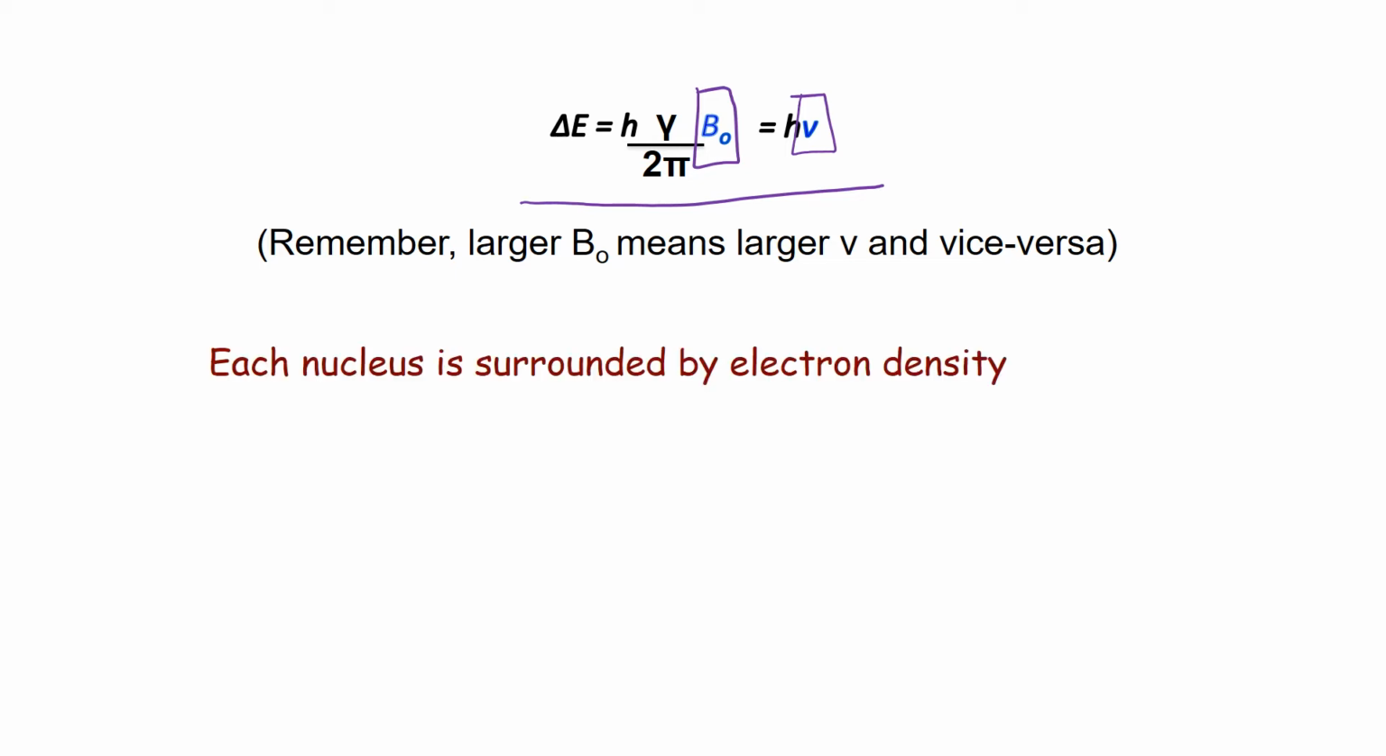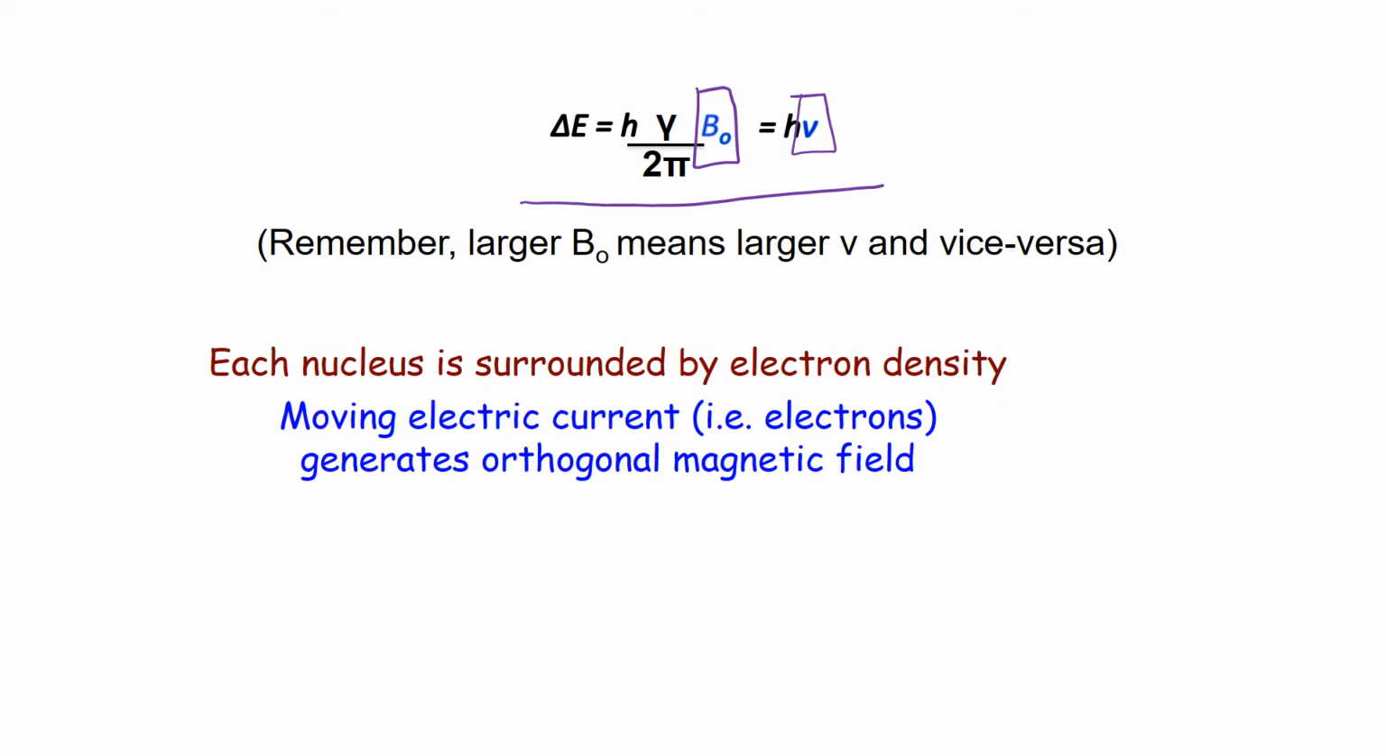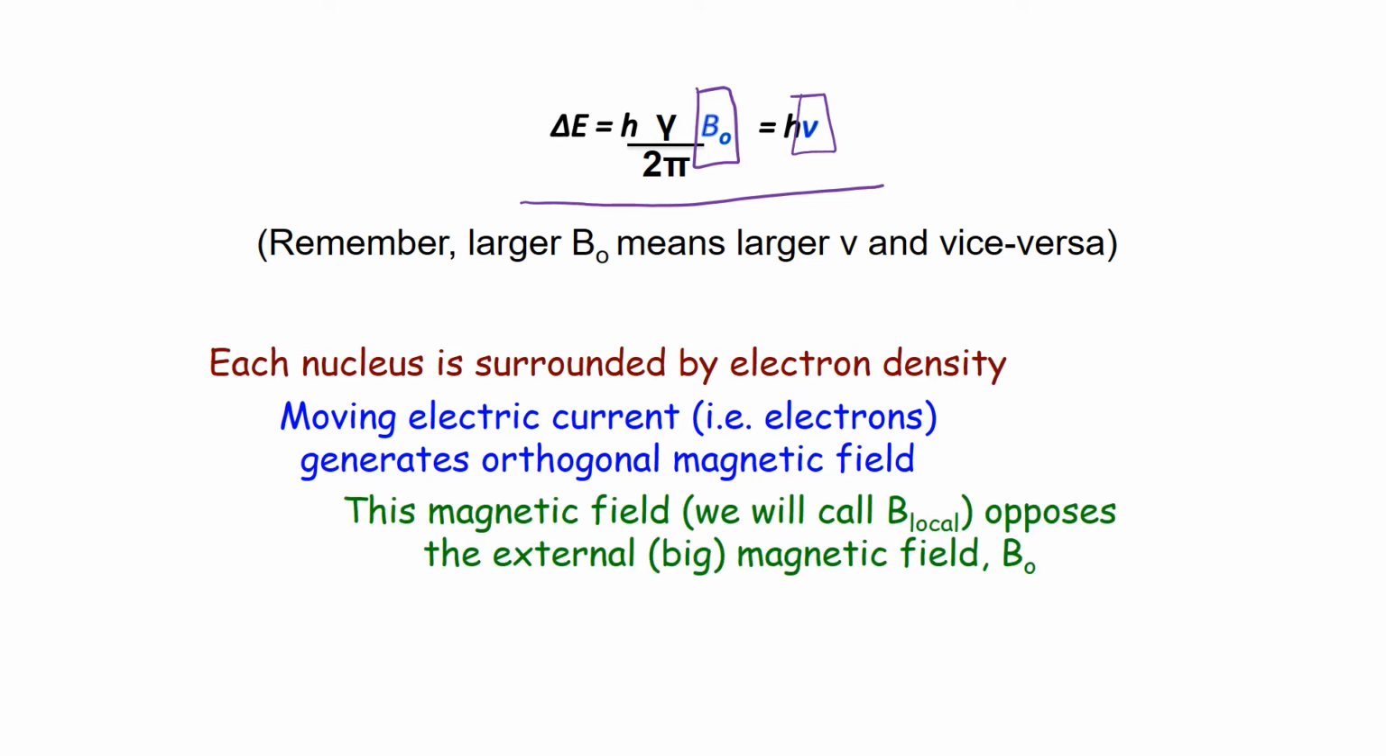Each nucleus is, of course, surrounded by electron density. And electrons are a moving electric current, and they will generate an orthogonal magnetic field. I hope you remember that from physics, that a moving electric current always generates an orthogonal magnetic field. This magnetic field we're going to call B local, so that's a key term you need to keep in mind. That's the magnetic field being generated by the surrounding electron density. It's going to oppose the big magnetic field, the external field that we're calling B naught.